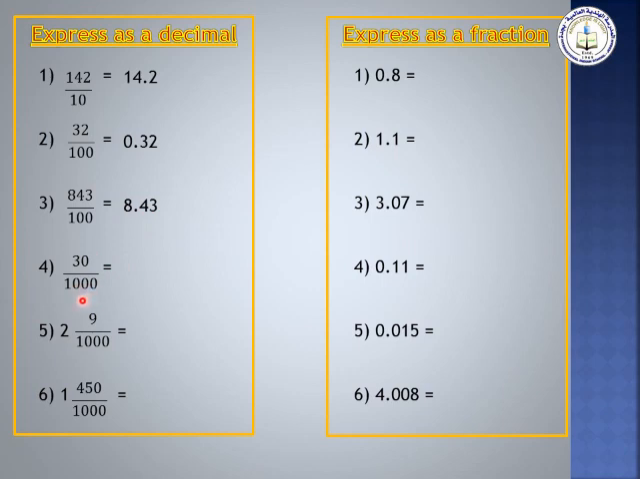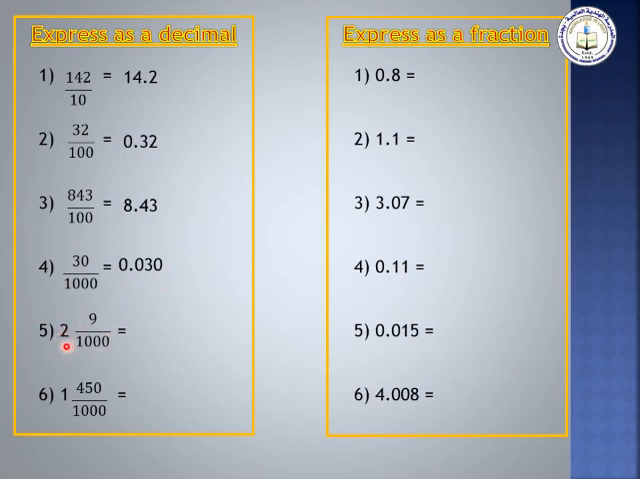Next, 30 divided by 1000. 1000 means after the decimal point we should keep 3 digits. But here 30 has only 2 digits. So we should add one more 0. So the answer is 0.030.